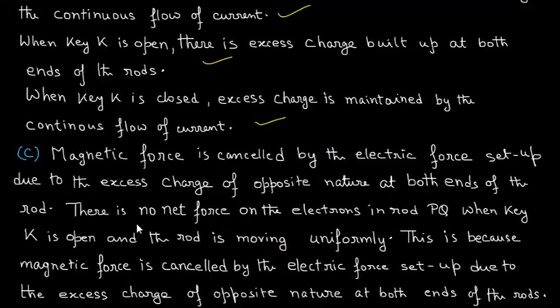So magnetic force is cancelled by the electric force set up due to the excess charge of opposite nature at both ends of the rod. There is no net impact on the electrons in rod PQ.